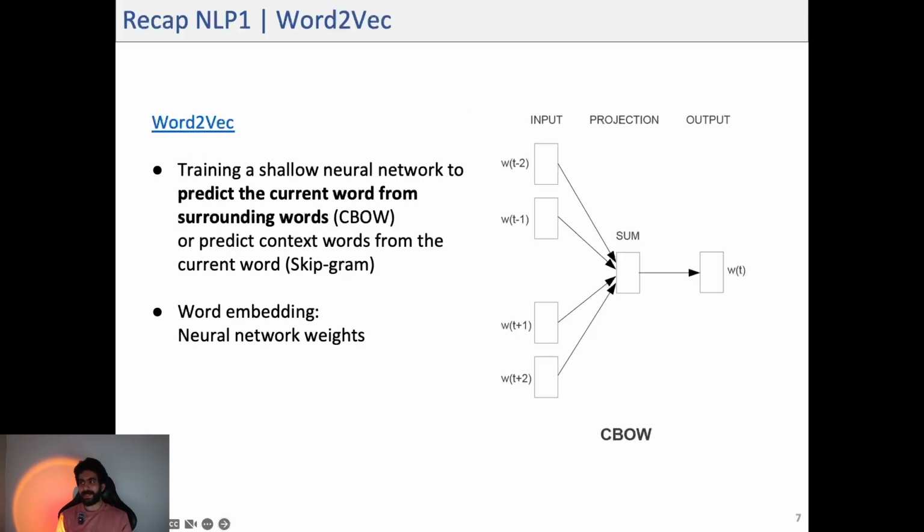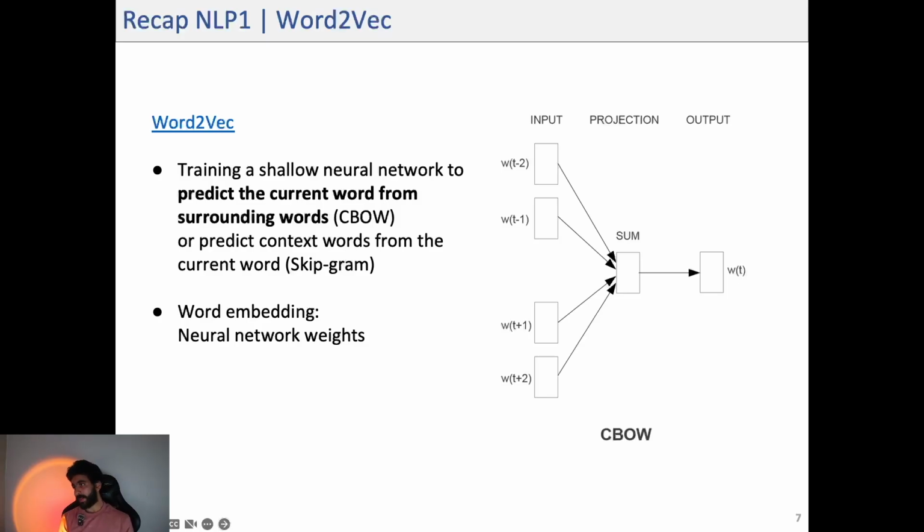Now, let's take a look at one of the most important early breakthroughs in embeddings, word2vec. Word2vec is a method where we train a very small, shallow neural network, and the goal is simple. We try to predict words using their context, or predict the context from the words. There are two ways this can work.